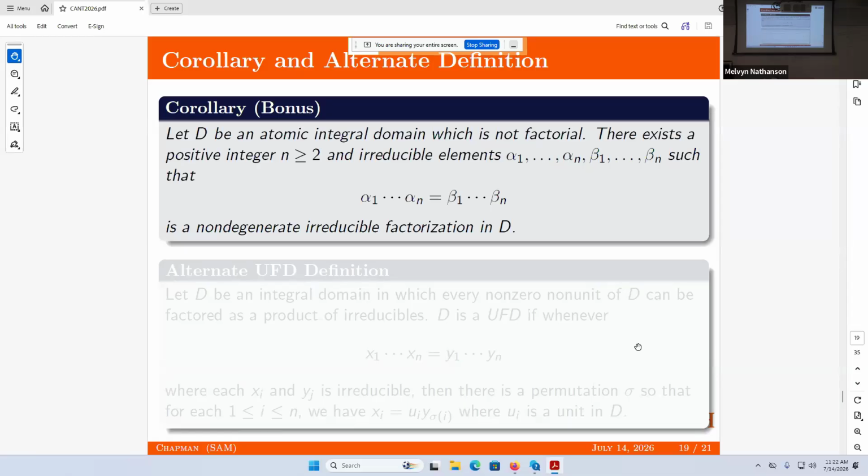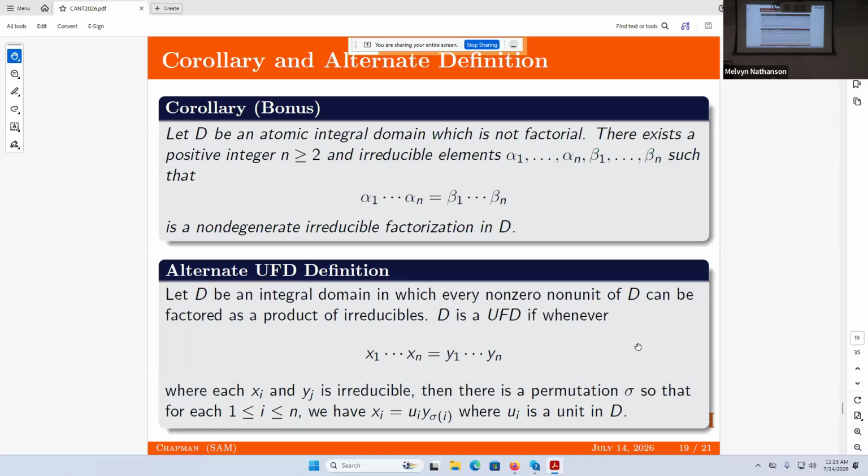Well, the first comment, I'm not out of time quite yet, good, is there's a really nice little corollary from this that I think is interesting, that I wouldn't have believed was true until I saw it. Take an atomic integral domain that's not a UFD. There's a positive integer n and a non-degenerate factorization where each side is of length n. There's a non-unique factorization of equal length in any non-factorial integral domain. I couldn't believe that when I saw it, but it's true. It follows from everything up there.